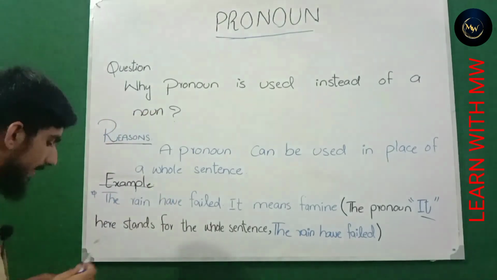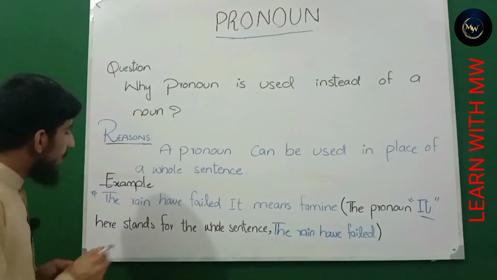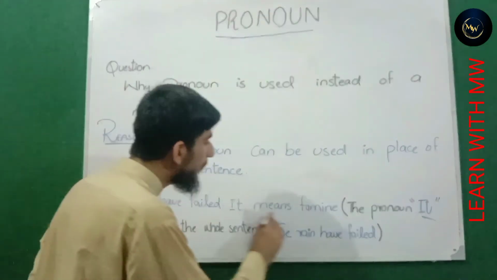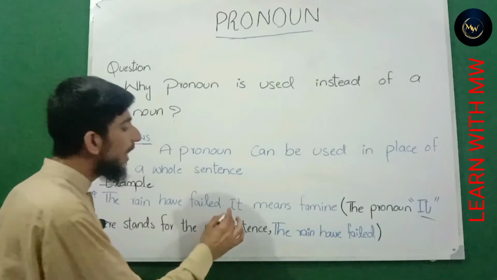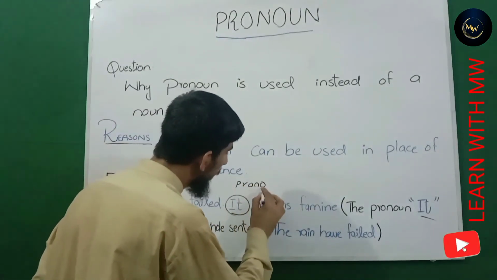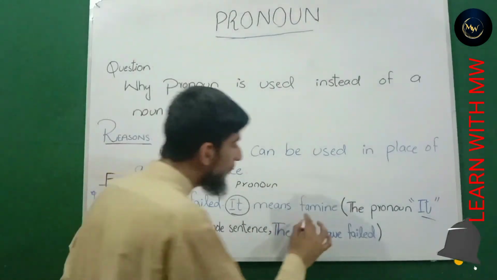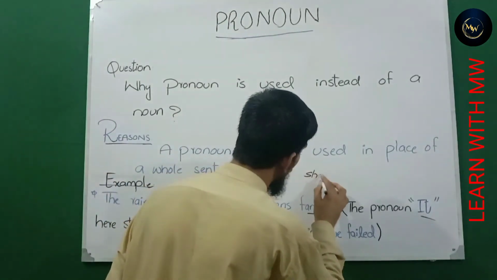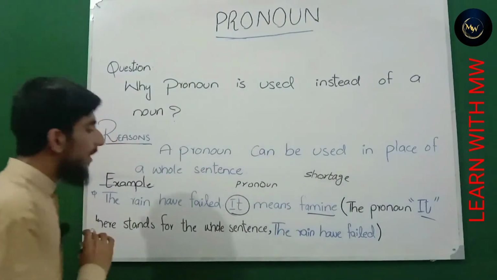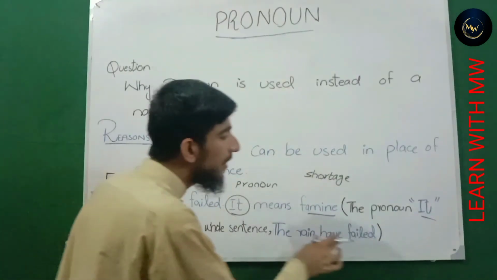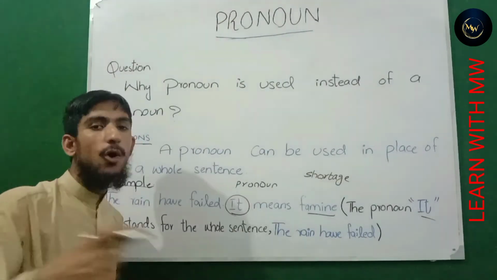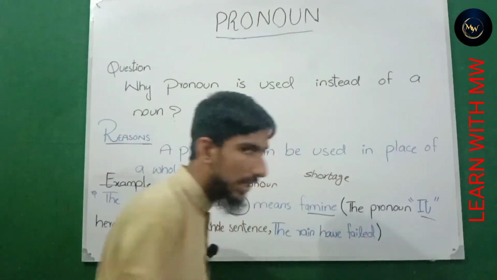For example, look at this example. The example is: the rain has failed. The rain has failed, so it means famine. Here it is basically a pronoun, and famine basically means shortage. So the rain has failed, it means famine. Now the pronoun it here stands for the whole sentence, and the whole sentence is the rain has failed.